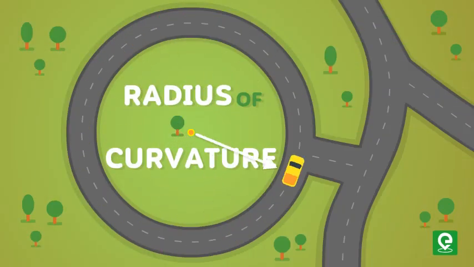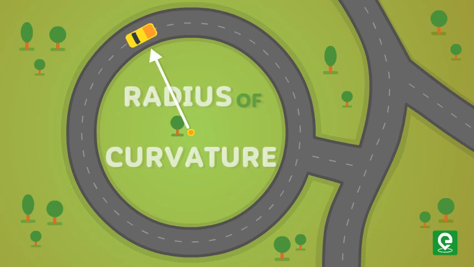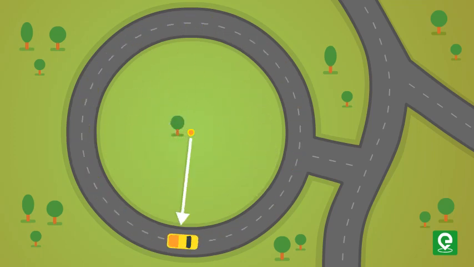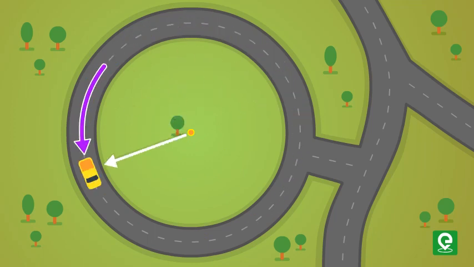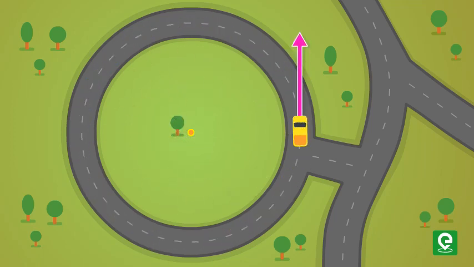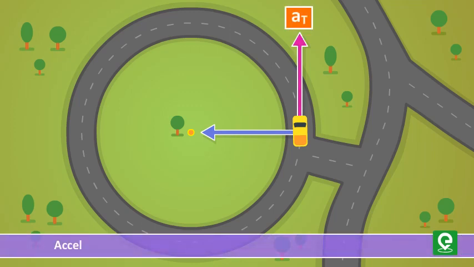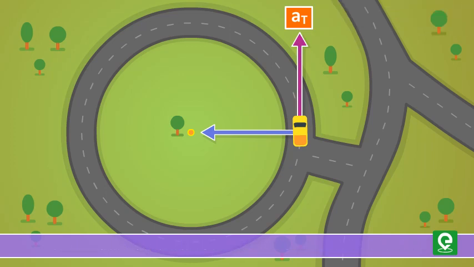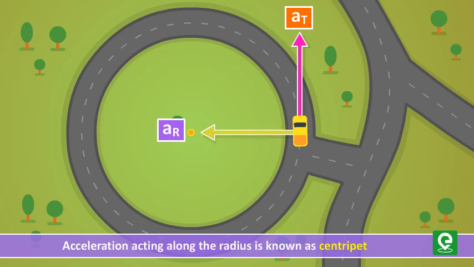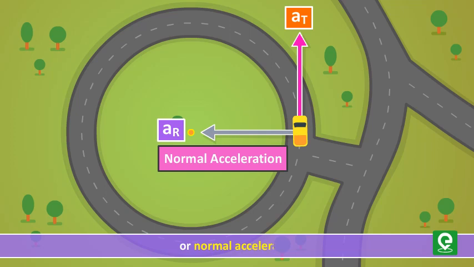How to find radius of curvature? Acceleration of a particle or a body moving in a curved path has two components. One is along the tangent and the other is towards the center, that is, in the radial direction. Acceleration acting along the tangent is called tangential acceleration. And the acceleration acting along the radius is known as centripetal, radial or normal acceleration.